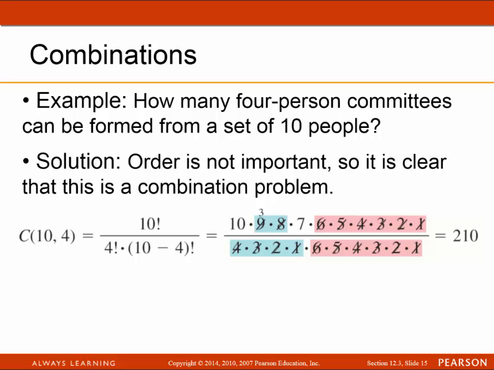Here's another example. How many 4-person committees can be formed from a set of 10 people? So order again is not important, so it's clear that this is a combination problem. So the combination of 10 objects taken 4 at a time is equal to 10 factorial divided by 4 factorial times (10 minus 4) factorial. Here again the 6 factorials can cancel out. And then here we have the 4 times 3 times 2 times 1, and we're going to go ahead and cancel out the 9 times 8. So we end up with, actually the 9 cancels out. So we have 10 times 3 times 7, which gives us 210.